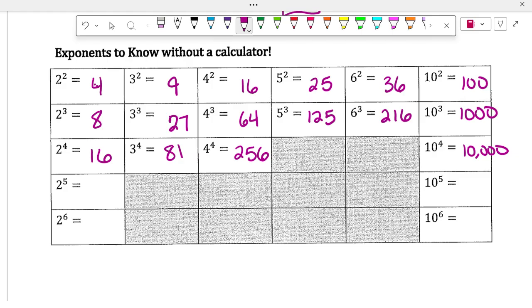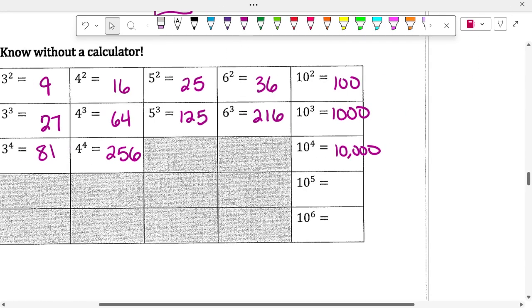Now, for the rest, 2 to any power, it's super easy. Because whatever the number was previous, you just double it. All right? It's always just going to double. So what do you think 2 to the fifth is? 32. 2 to the 6?